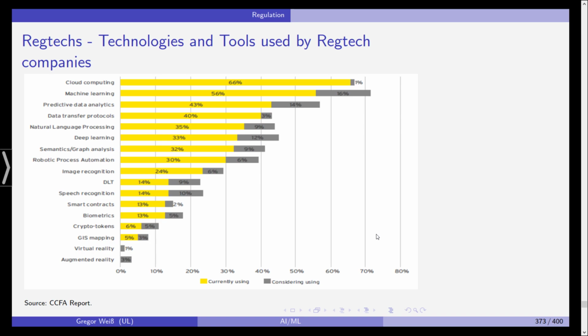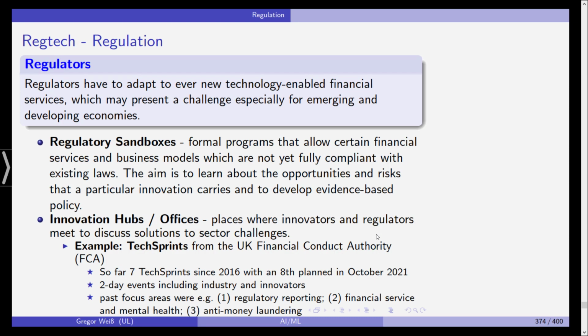So what are the technologies and tools used by Regtech companies? Cloud computing, machine learning, predictive data analysis, natural language processing, deep learning, graph analysis, image recognition. We've seen that with the convolutional neural network, biometrics, crypto tokens, virtual reality just a little bit. So it's usually about cloud computing, machine learning, and some related topics.